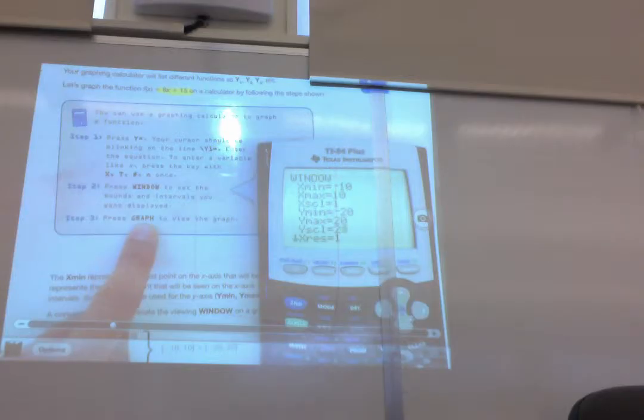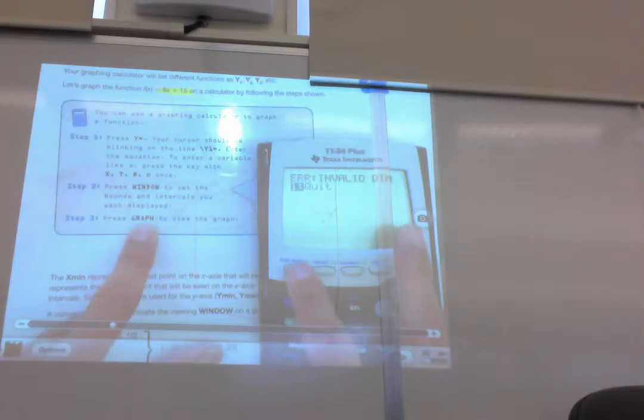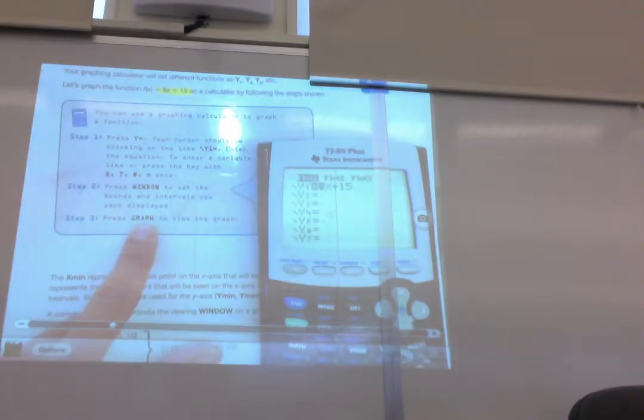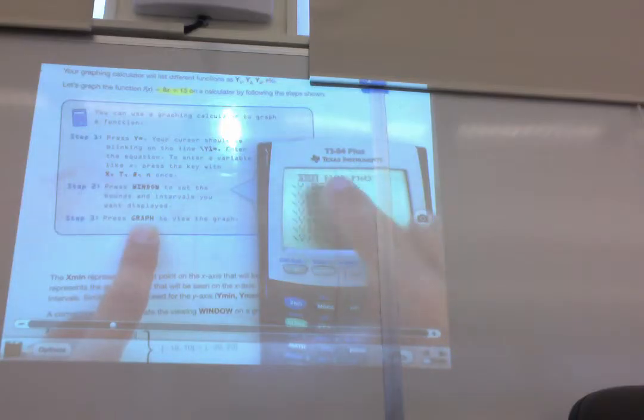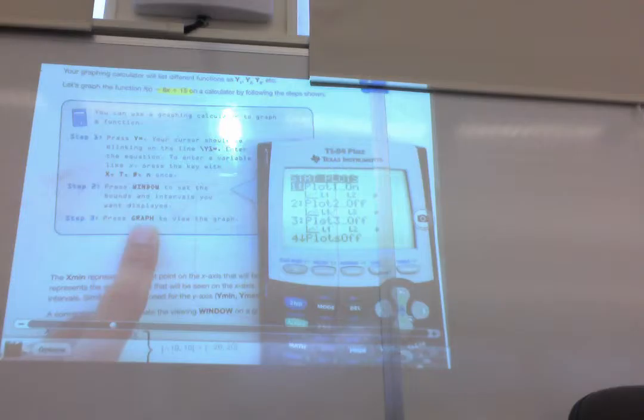Hit graph. Graph is the button way up here top right. It's in the same row as the y equals and window. Oh man, invalid error. Did some of you get a graph? Okay, if you got invalid error, then you got to go back, because some other functions turned on. I think it's this plot thing. Let me figure out how to get rid of it. Stat plot, where it says on, I know that can't be. So how do I turn it off?